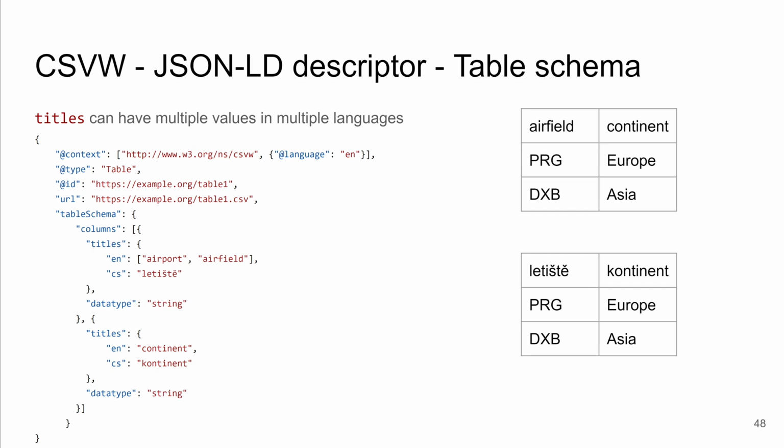So yeah, this is a bit different. So in the schema we have a list of possible column names. And the same goes for the continent, where we have an English version or a Czech version.